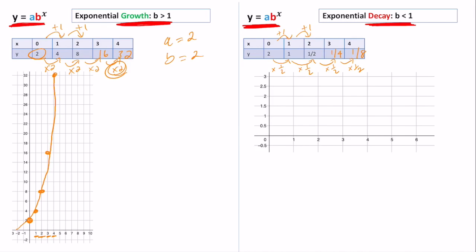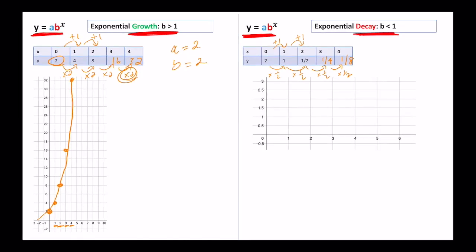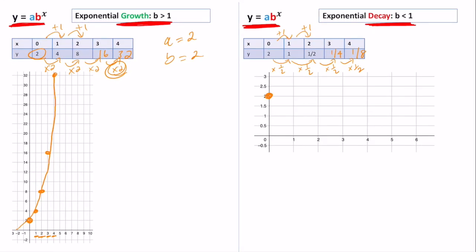So now we can graph that. When x is 0, y was 2. So we have the same starting point. Notice that we started at the same point. We started at 2. But in this case, when x was 1, y came down. We are only at 1 now. When x is 2, we're all the way down to 1/2. When x is 3, we're at half of that. That's a quarter. And then notice we're getting closer and closer to that x-axis.